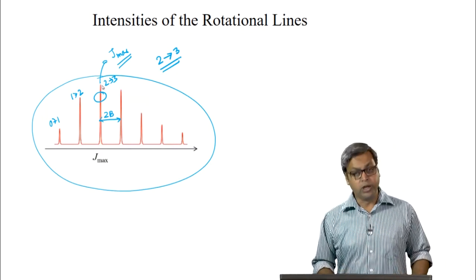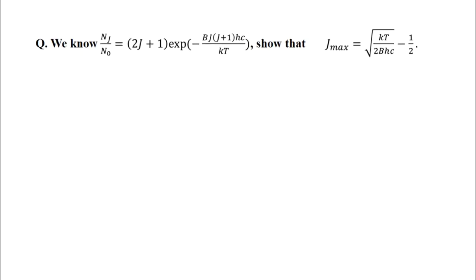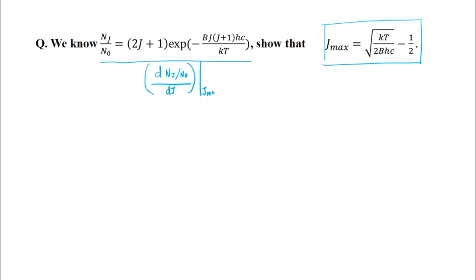Now we will look into a couple of problems before we end this lecture. The first problem we have actually discussed a part of during the lecture, but we did not do the entire derivation. We know N_J by N_0 is given by (2J plus 1) exponential minus B times J(J plus 1) hc by kT. We have to get to the final expression that we discussed in the lecture. We know that d(N_J by N_0) by dJ at J max equals 0.